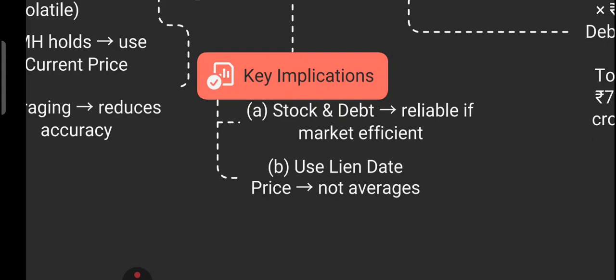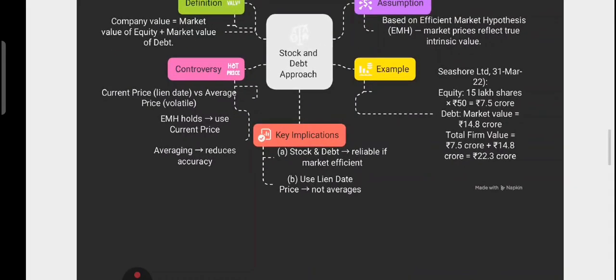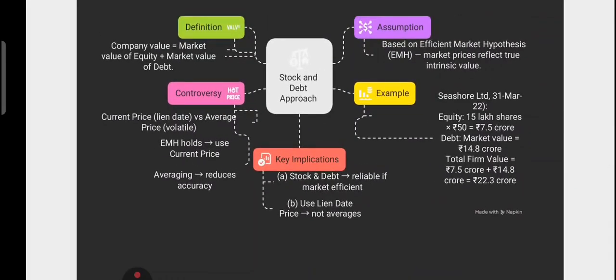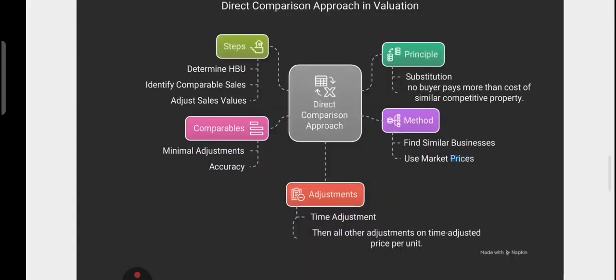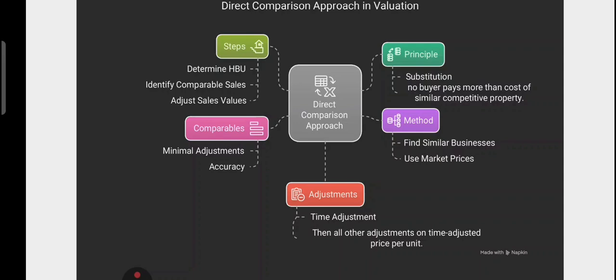If the market is efficient, the stock and debt approach is reliable. Always use current market prices, not average price, for the most accurate result. The stock and debt approach shows us the power of market signals, but it needs a keen understanding of market efficiency to get it right, because everything depends on the market. What is the market value of equity? What is the market value of debt? Then only you will add them. So this was all about the stock and debt approach.